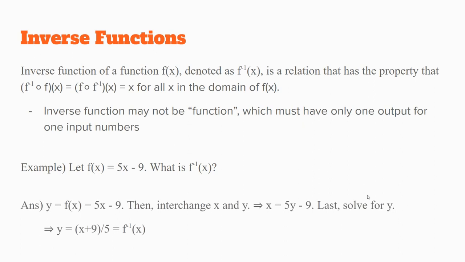answers. y equals f(x) equals 5x minus 9. Then interchange x and y. Therefore, we get x equals 5y minus 9. Let's solve for y. So we get y equals (x plus 9) divided by 5, which is f^-1(x).